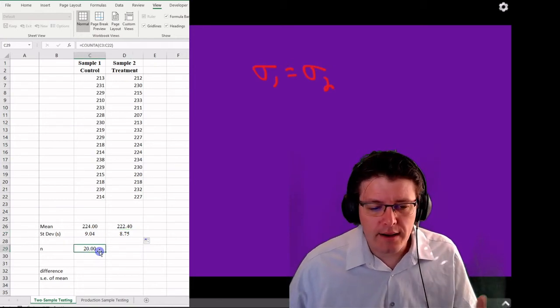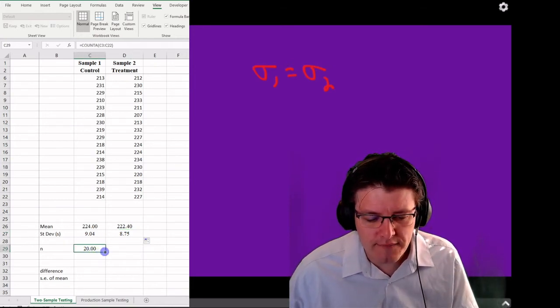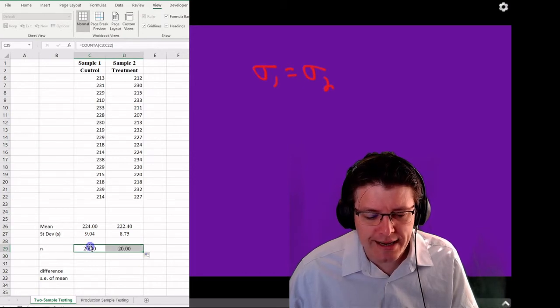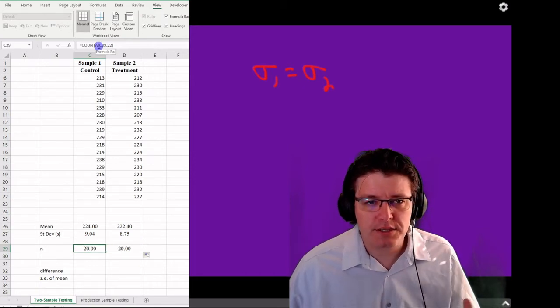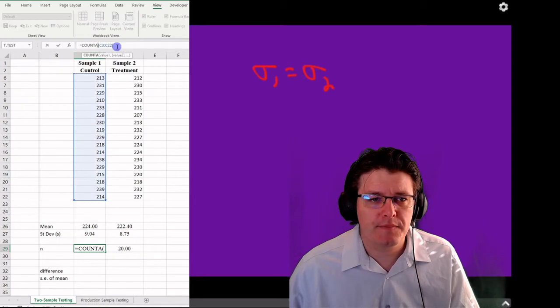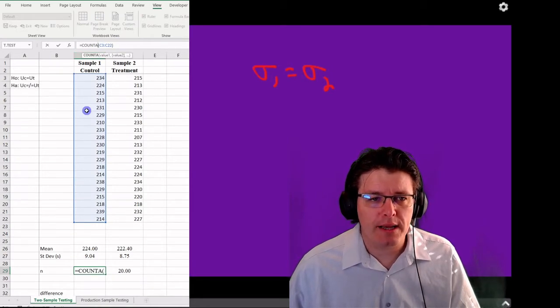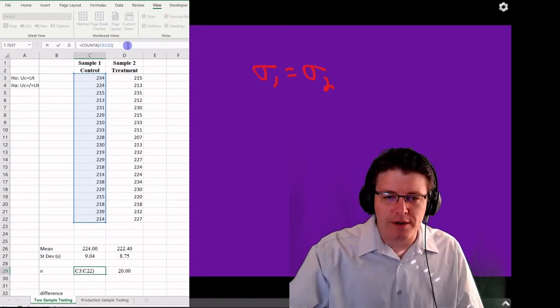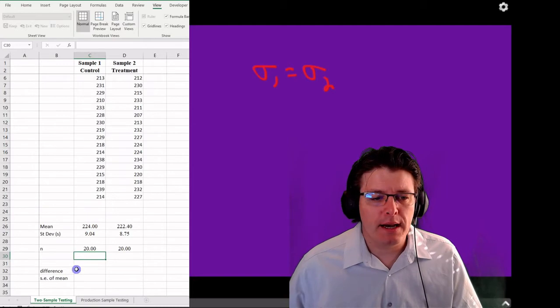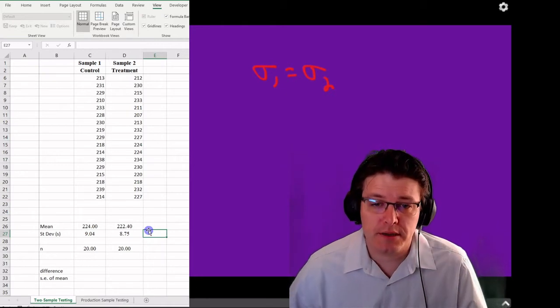Okay, we know that there are 20 individuals in each group. I'm using the COUNTA formula just to get familiar with it. That's going to count up how many cells in here have data, or are non-blank. Okay, so we need to figure out what our pooled variance is going to be.